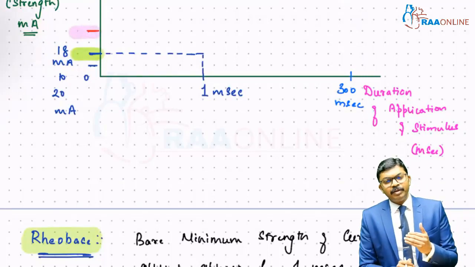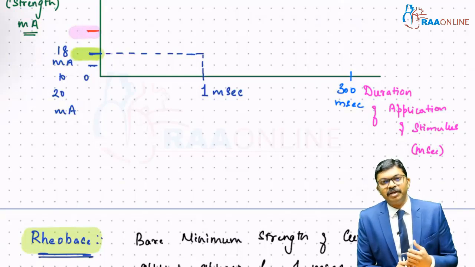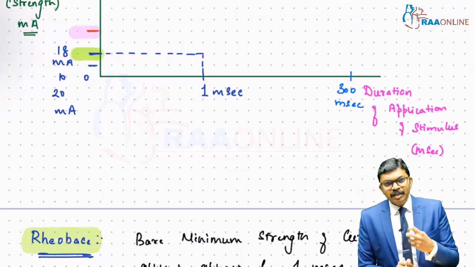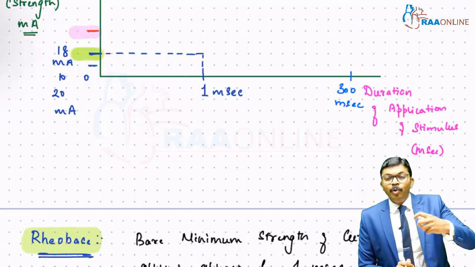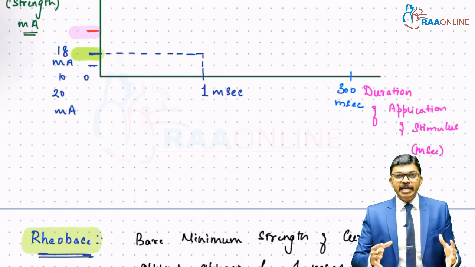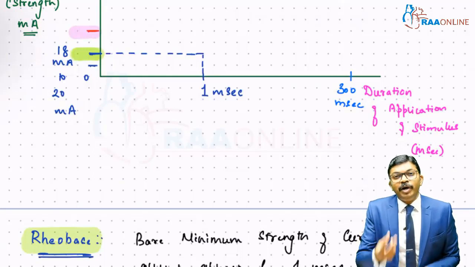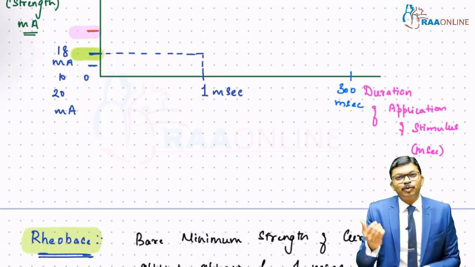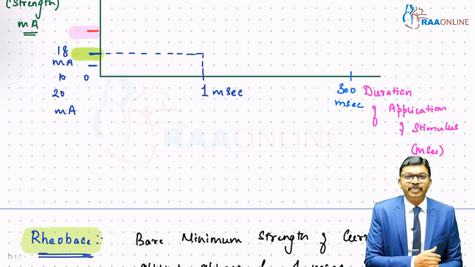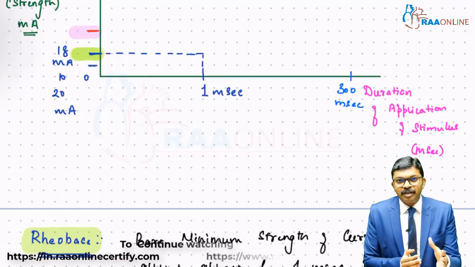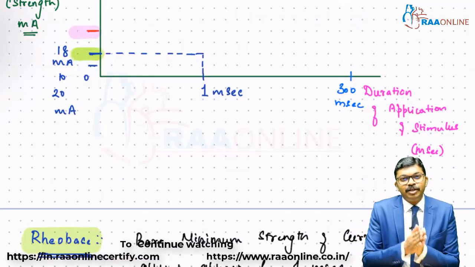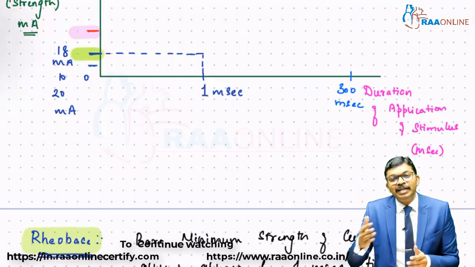If I keep increasing the intensity of stimulus, if the stimulus strength gets more and more, high intensity stimulus, the duration which is required to elicit a response is going to be proportionately reduced. So the strength of the stimulus is inversely related to the duration required to elicit a response.